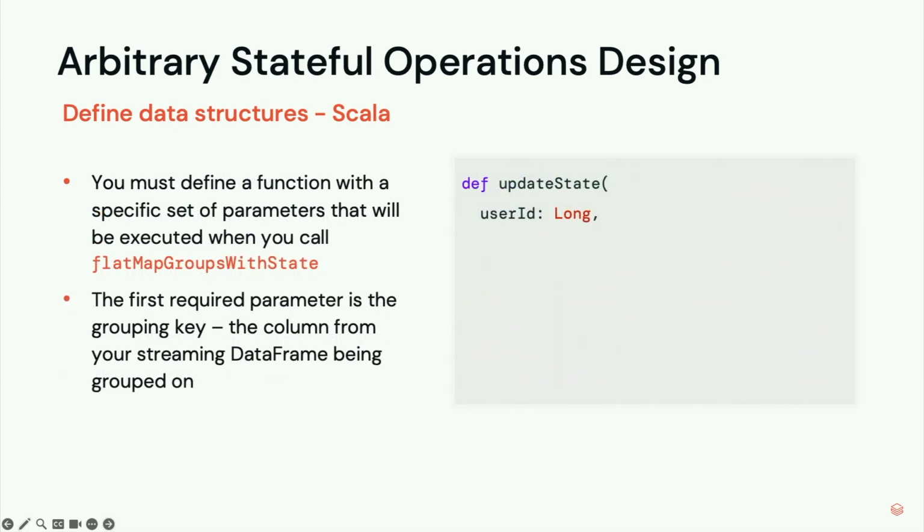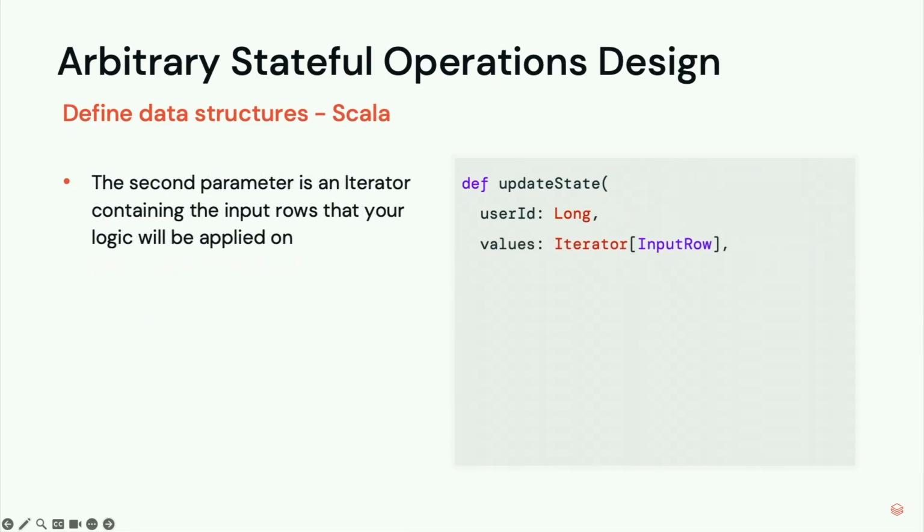So once you've defined your 3 structures that you need, there's a little more structure you need to define. You need to define a function with a specific set of parameters that the flatMapGroupsWithState function is going to call. You can really name it whatever you want. I just named it updateState. The first thing you need to define is your grouping key. What key is coming in, and you need to give it the data type. You can name that field whatever you like. I named it user ID because that is my key, and then I know it is of a type long.